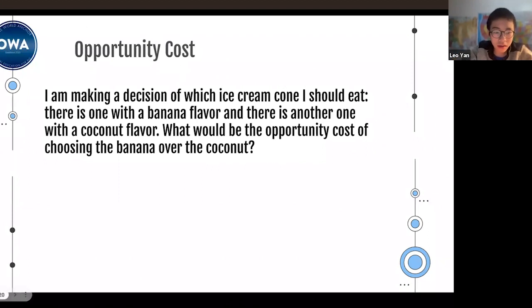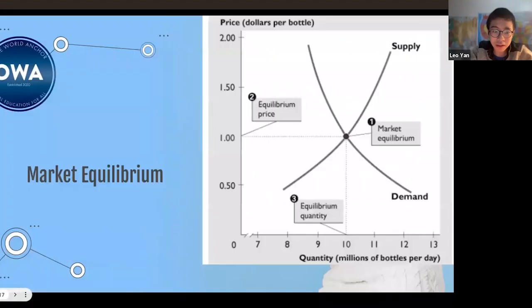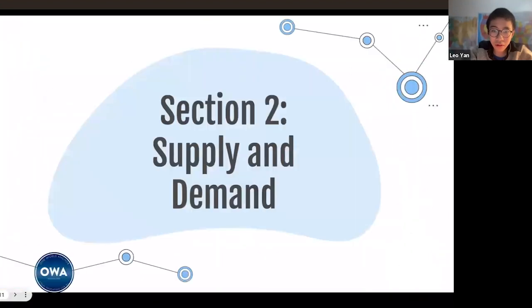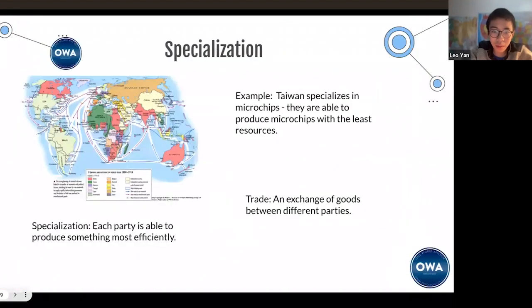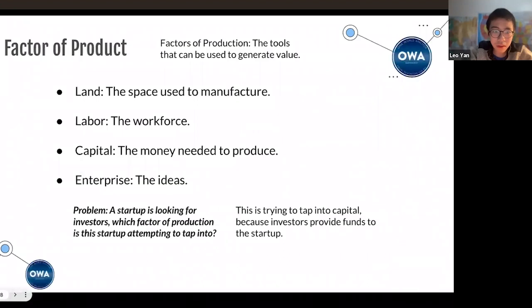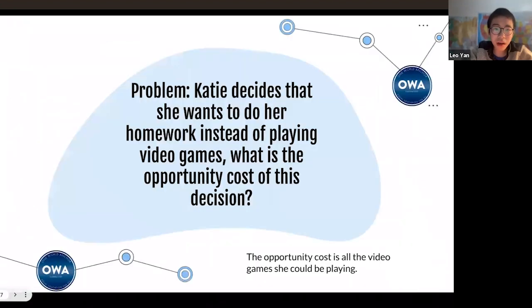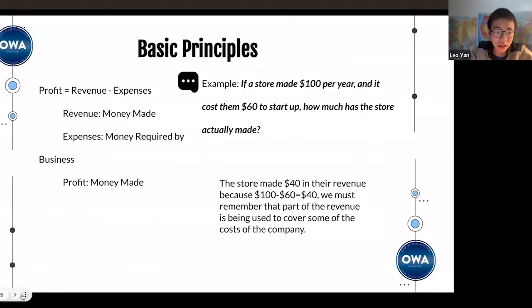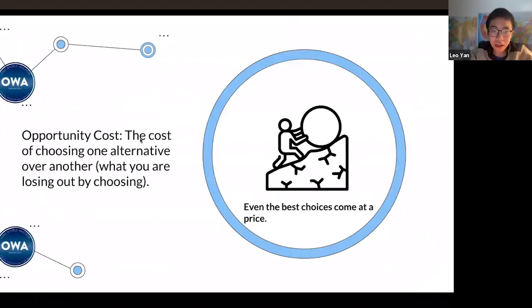Now, if we go back to the earlier slide in which I talked about opportunity cost. As I've said before, opportunity cost is basically the sacrifice that you have to make, the cost of choosing one alternative over another. So what you're losing out by choosing. And as you can see here, even the best choices come at a price.